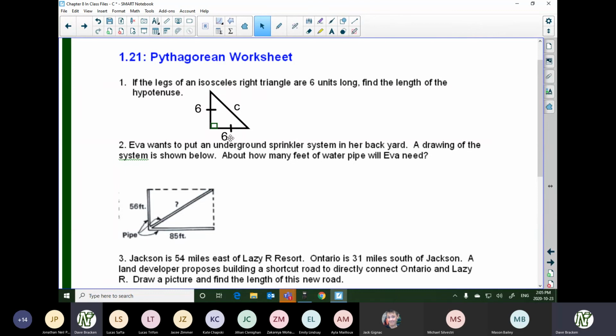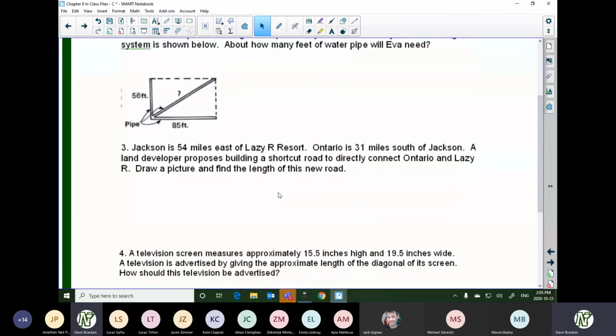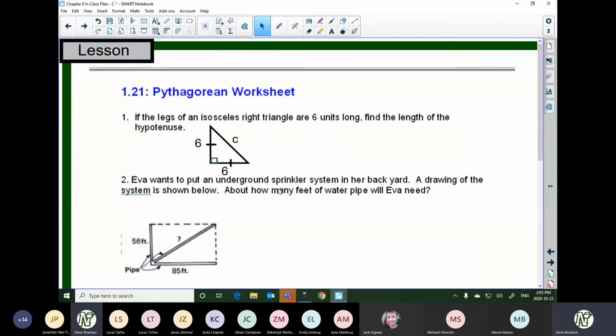So you use your Pythagorean theorem. You ask yourself, am I finding the longest side? The answer is yes. So I use the addition formula and I come up with my answer. Each of these all deals with right angle triangles. Okay, so see what you can do.